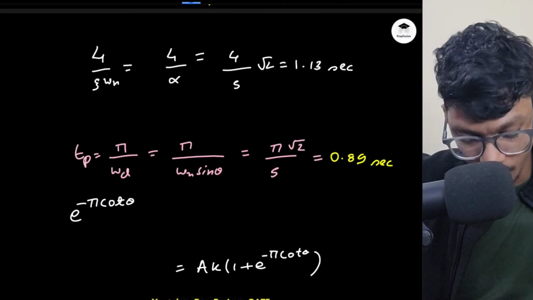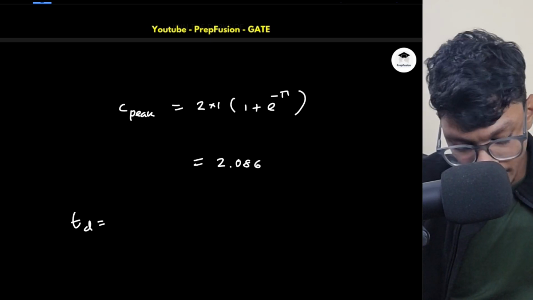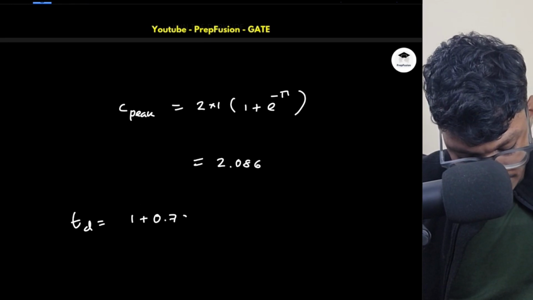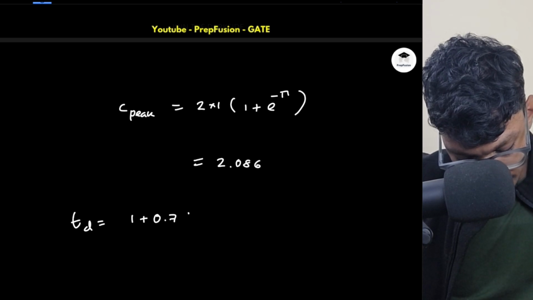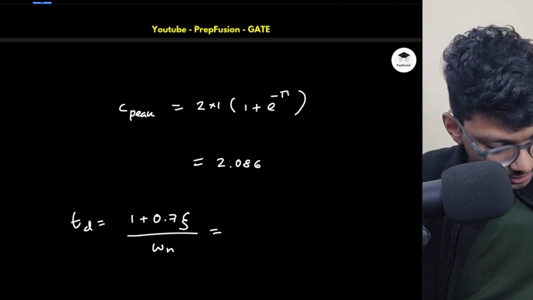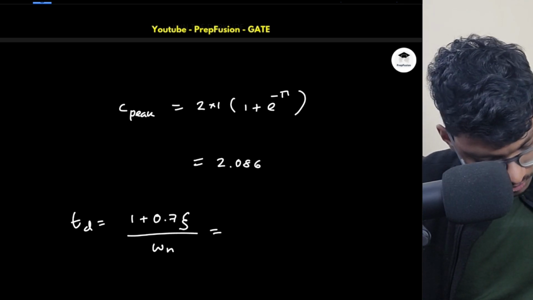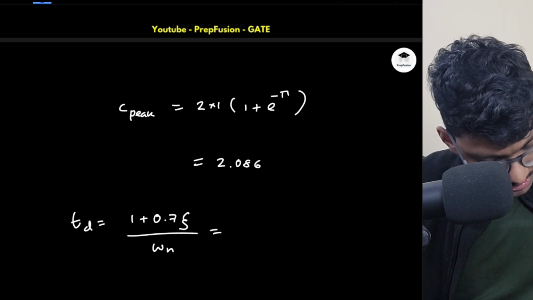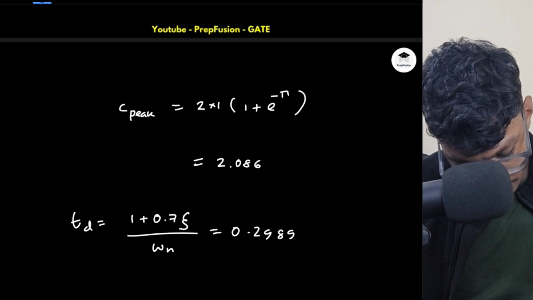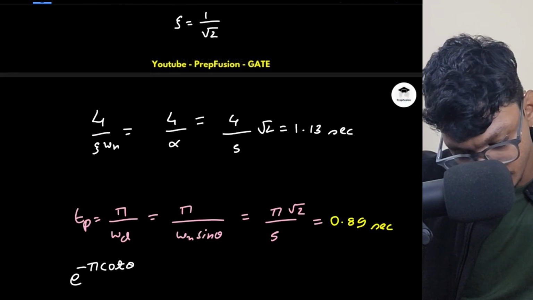Delay time will become 0.2 seconds. So what is the formula for delay time? All this I have told you how to remember, derived as well. Delay time is 1 plus 0.7 zeta divided by omega n for an underdamped system. Here zeta is 1 by under root 2, so it is 0.707 into 0.7 plus 1, and omega n is simply 5. So it comes out to be 0.29898. This is also equal to 0.3 seconds, because omega n is 5.